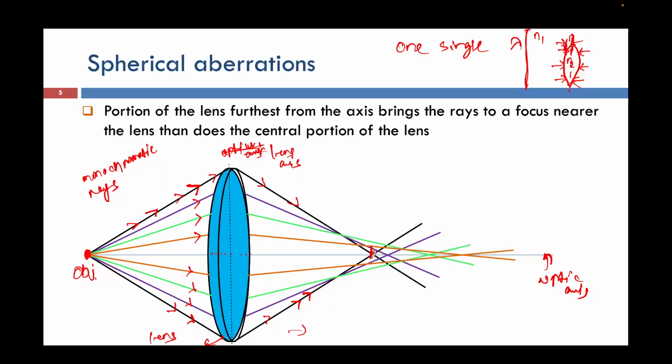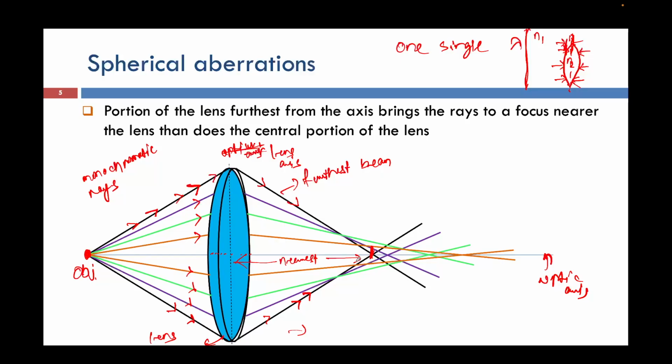It is the farthest beam, and here it is the nearest from the central portion of the lens. This is why the spherical aberration will come. Why? Because the beam which is furthest from the central portion of the lens will be focused nearer.